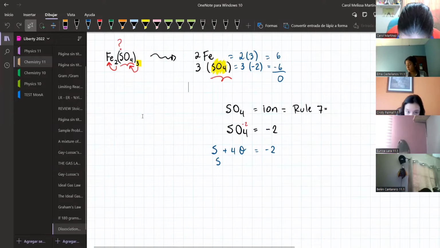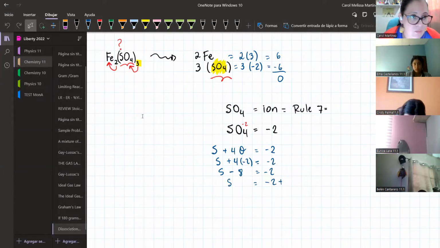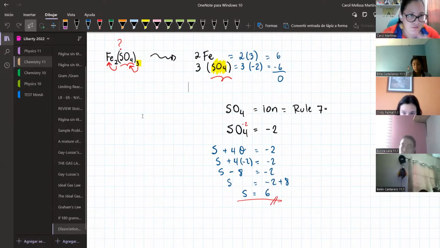Sulfur plus 4 times minus 2 equals -2. Okay. Sulfur minus 8 equals -2. Sulfur equals -2 plus 8. The 8 was subtracting, so it goes to the other side to add. So my sulfur is 6. Okay, that's how you do the process.